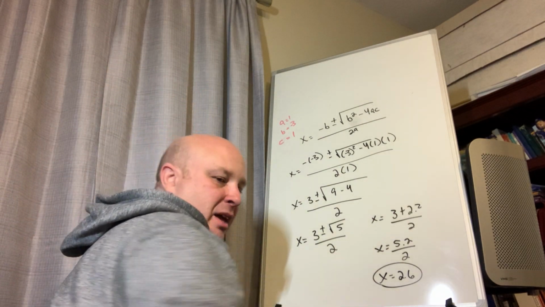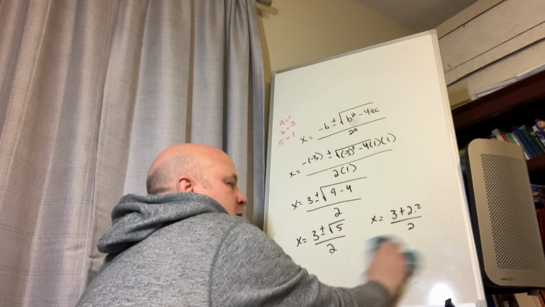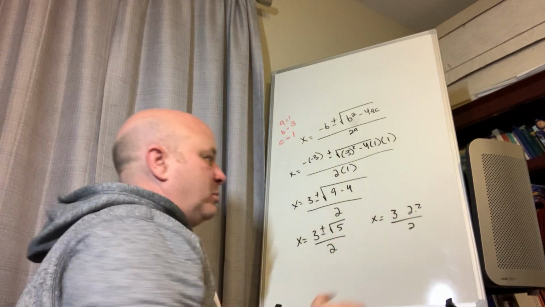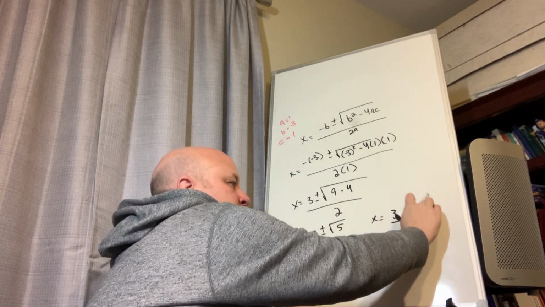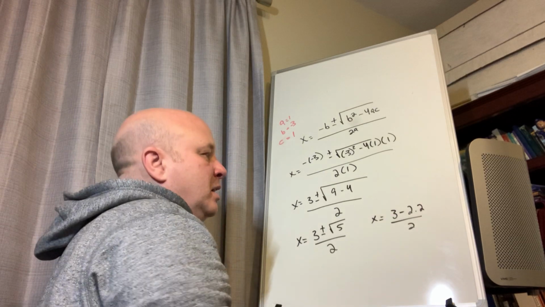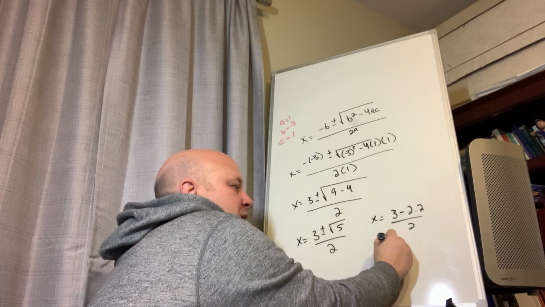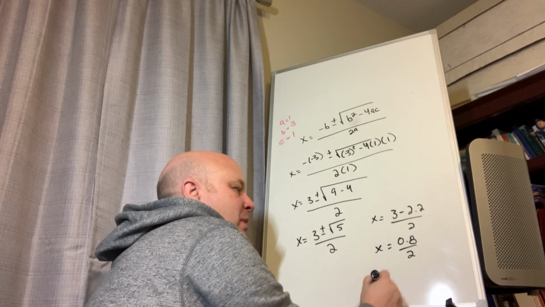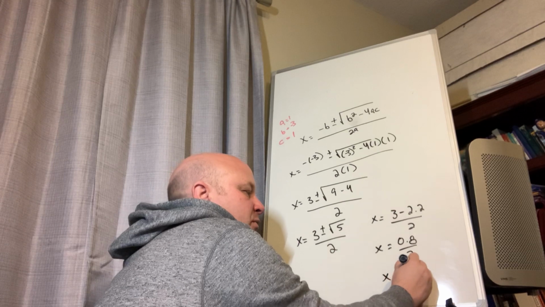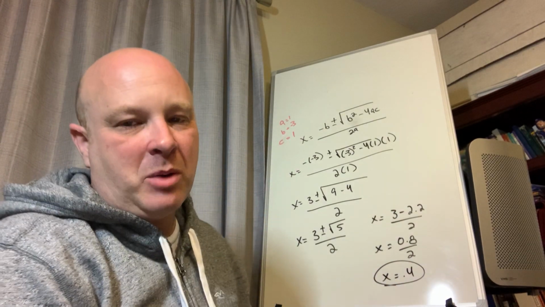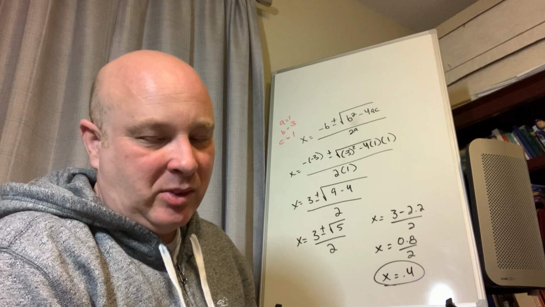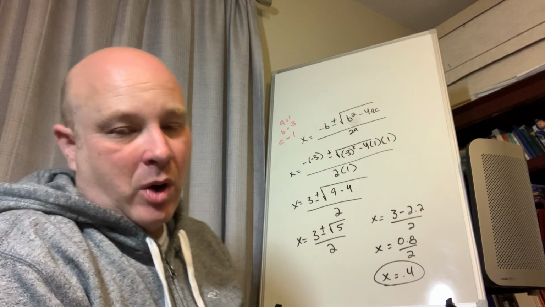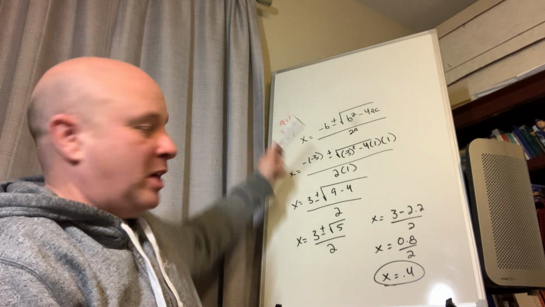But then I need to say a second answer. This time, it's going to be 3 minus 2.2. Okay, which would be 0.8. X equals 0.8 divided by 2. 0.8 divided by 2 is 0.4. So I've got two answers for number 1. It is x equals 2.6 and x equals 0.4. Again, there's your quadratic formula, and you've got to identify your A, B, and C.